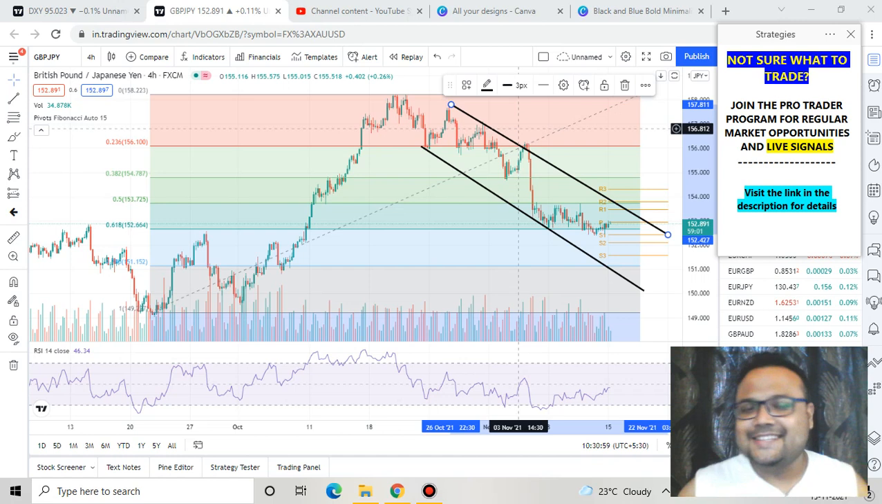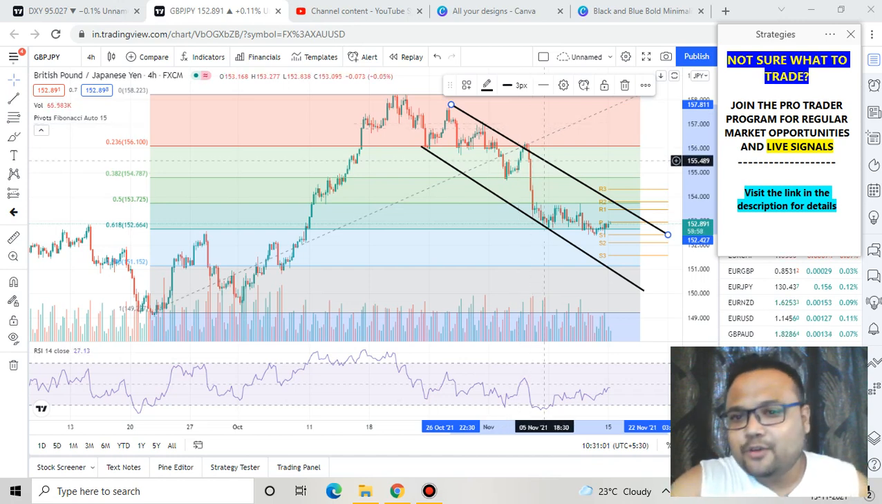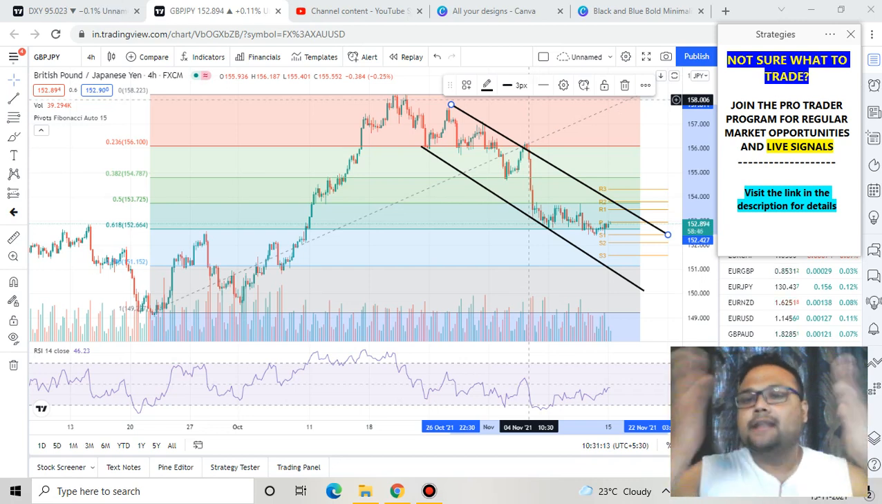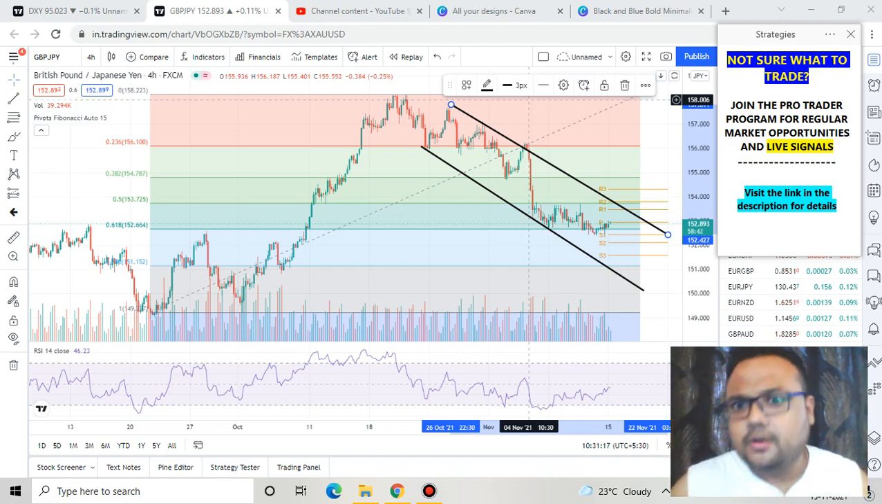So let's get started. This is the Forex chart of GBP JPY in front of us right now. If you have watched my video that I uploaded on Saturday, then you know the setup very well, because things have not changed much on the chart of GBP JPY, and still you can see that hardly we have any movement on the chart right now.